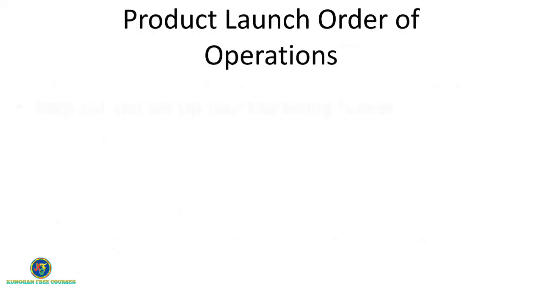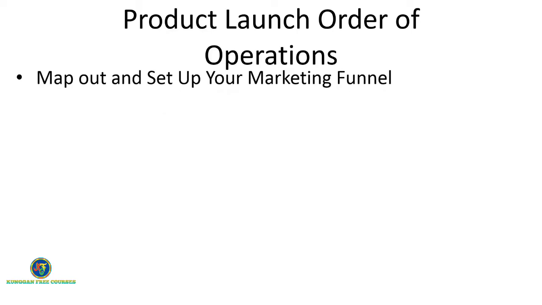Okay, so the order of operations. This is the order in which you should do things for your product launch. First, you should map out and set up your product funnel. In other words, what's going to be your upsell, what's going to be your second upsell, if you're going to have one. And we've kind of talked through the format of that. You want to do this before you create the product, because it will affect how you create the product.